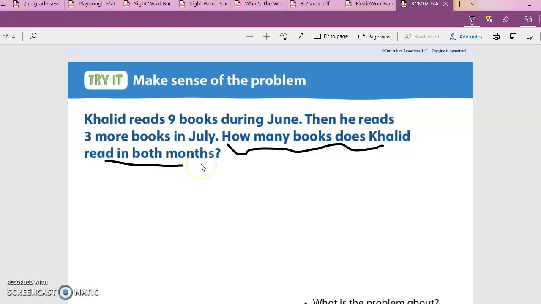And then what numbers does the problem give you? It gives you 9 books and 3 more. This more is one of our key words. That means that we're adding to it, right? More means that we're adding to it. So we're going to start with the biggest number.